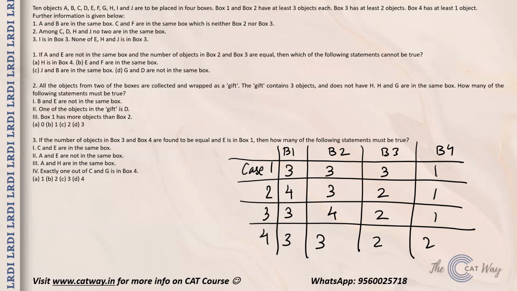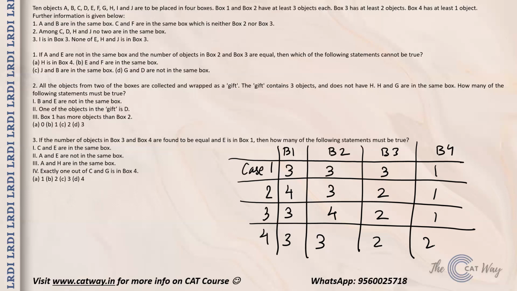Now, some information is given to us: A and B are in the same box. C and F are in the same box, which is neither box 2 nor box 3. So C and F either go into box 1 or they go into box 4, right? Then among C, D, H, and J, no 2 are in the same box. Now, because there are 4 boxes and 4 objects, and no 2 of them are in the same box, that means all 4 of them will go into different boxes. Then I is in box 3 and none of E, H, J is in box 3. All right. So this is what we know about these.